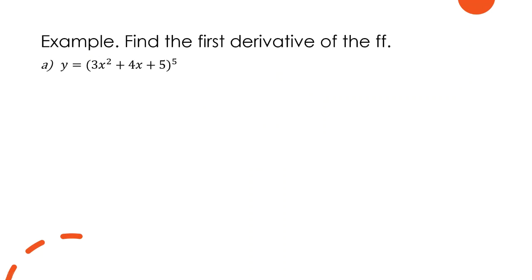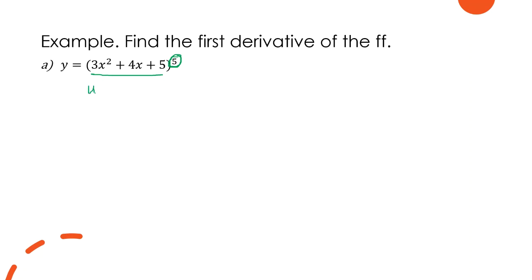We need to find the first derivative of the following. We have y equals 3x squared plus 4x plus 5, raised to 5. The chain rule is used for functions that have complicated or big exponents, which give us a hard time in expanding the polynomial, just like this one. Since our exponent is 5, we would have to multiply this by itself 5 times, which will take too long. So let's use the chain rule in order to solve this as easily as possible.